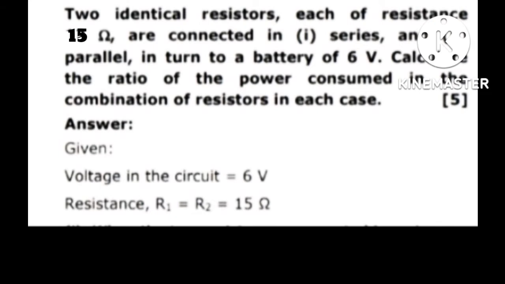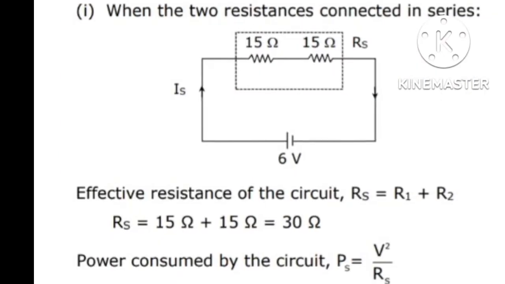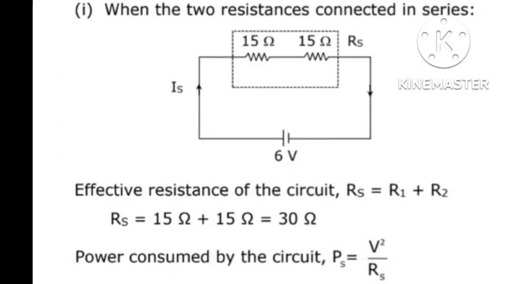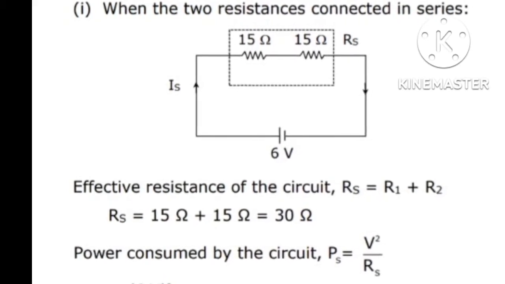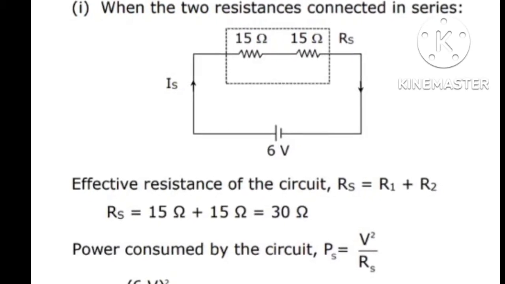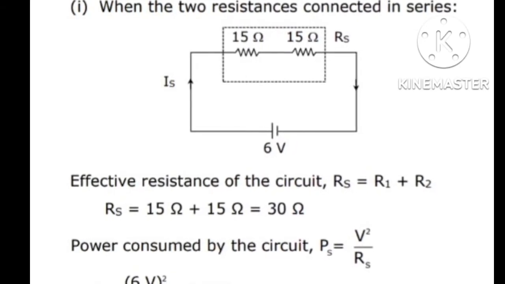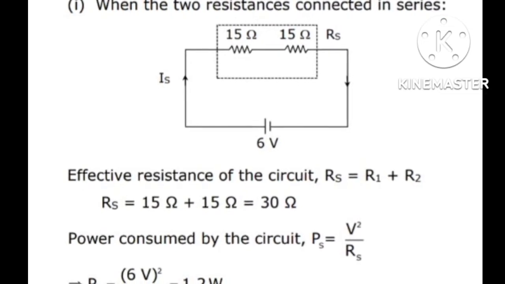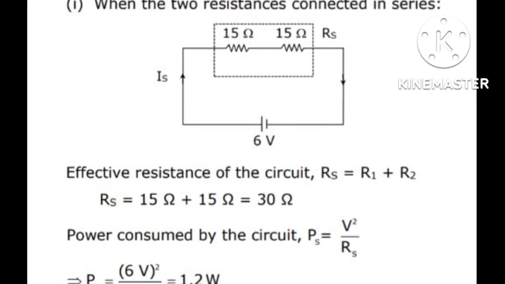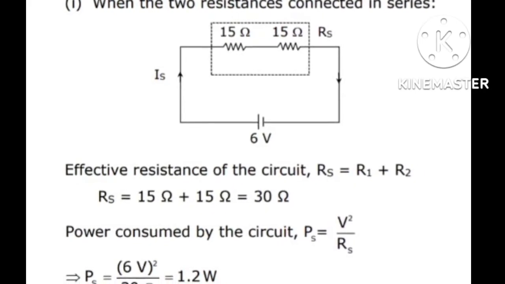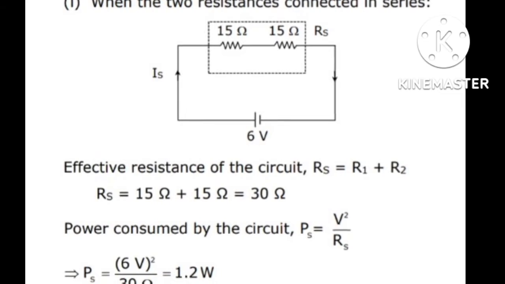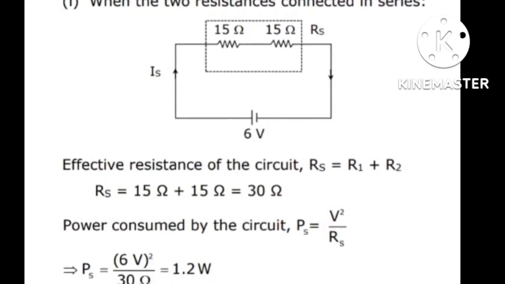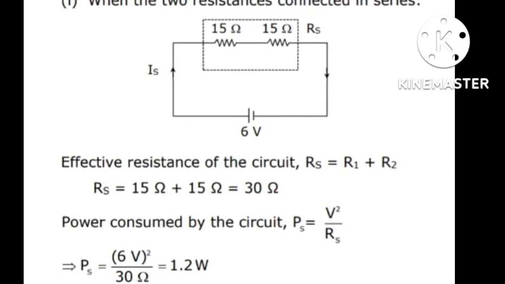Now we have the voltage in the circuit as 6 volt and resistances R1, R2, that is 15 ohm. In the first case, we have to connect both the resistances in series. In series, the connection should be end to end. And we have the resistances as 15 ohm and the voltage is 6 volt. So we can draw the circuit as shown in the diagram. And then what will be the effective resistance? In the case of series connection, the effective resistance will be Rs is equal to R1 plus R2. So here we will get Rs as 15 ohm plus 15 ohm, that is 30 ohm.